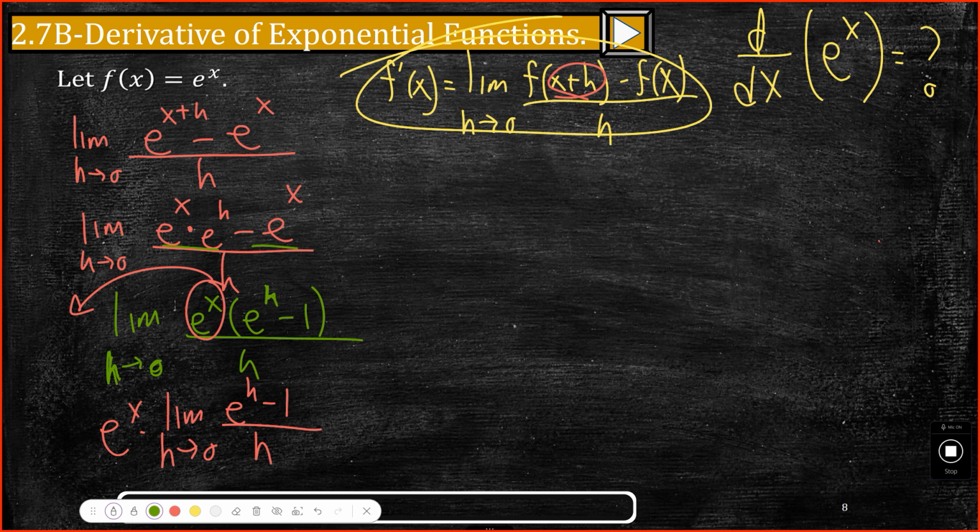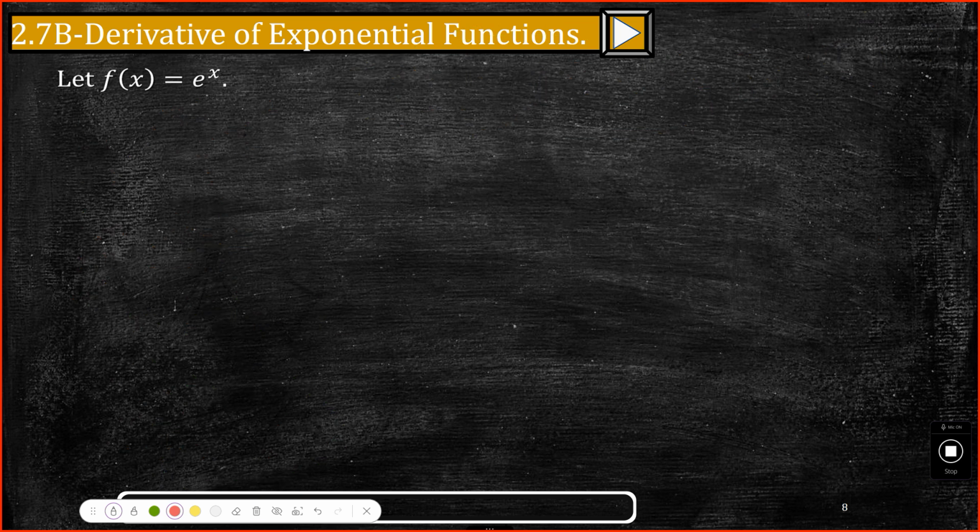So now, how can we figure out what this limit is? Is there a property we can use? The only way I see doing it is by making a table of values and finding what it approaches, like when we started the year, about finding the limit of something by making a table of values. If we can make a table of values to figure out what this is, then maybe we can figure out what the derivative of e to the x is.